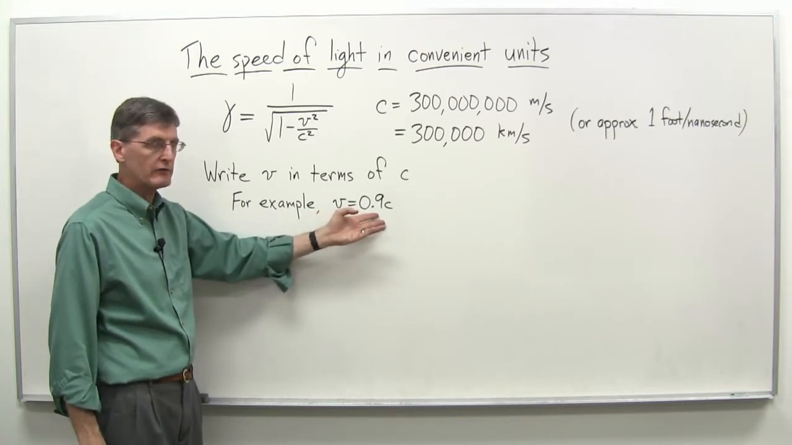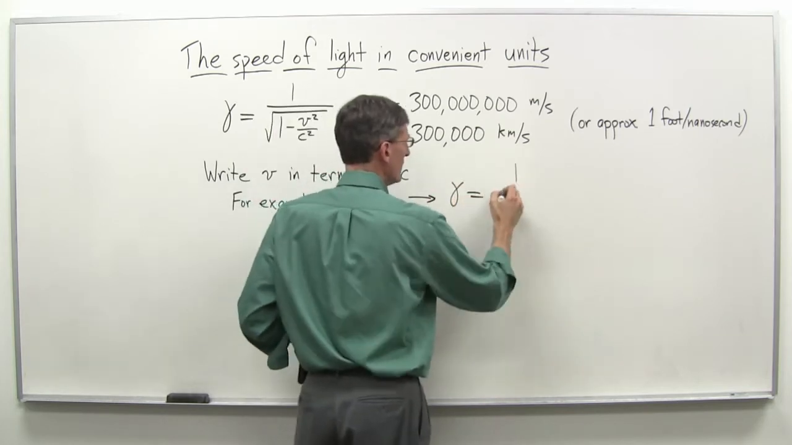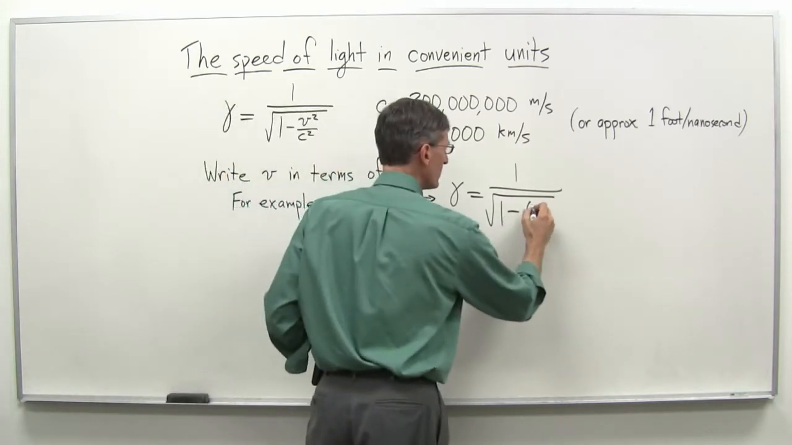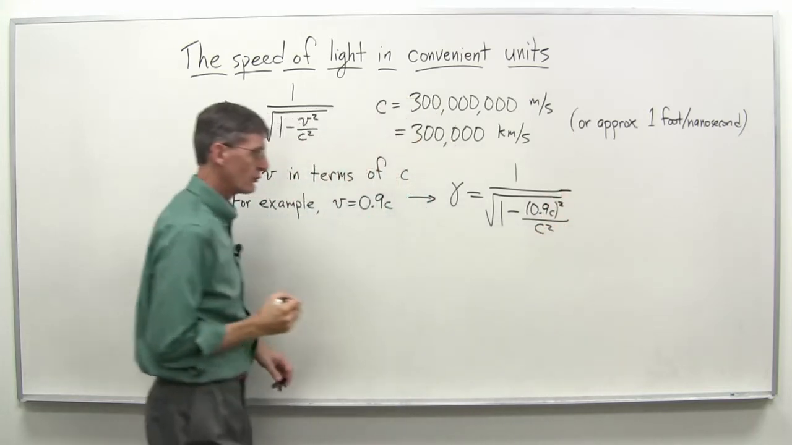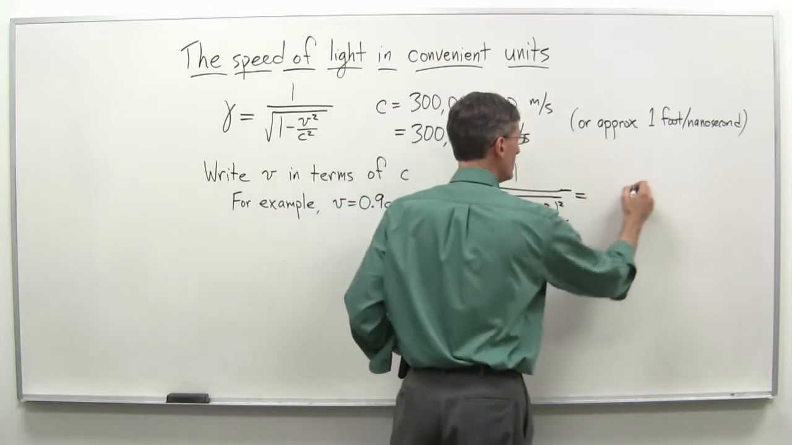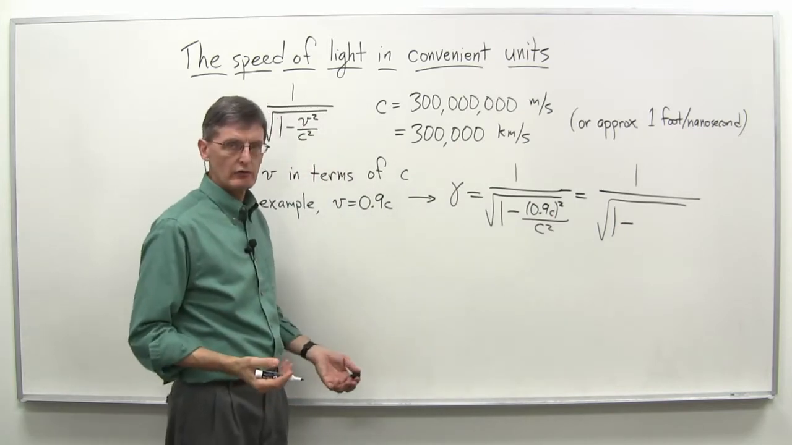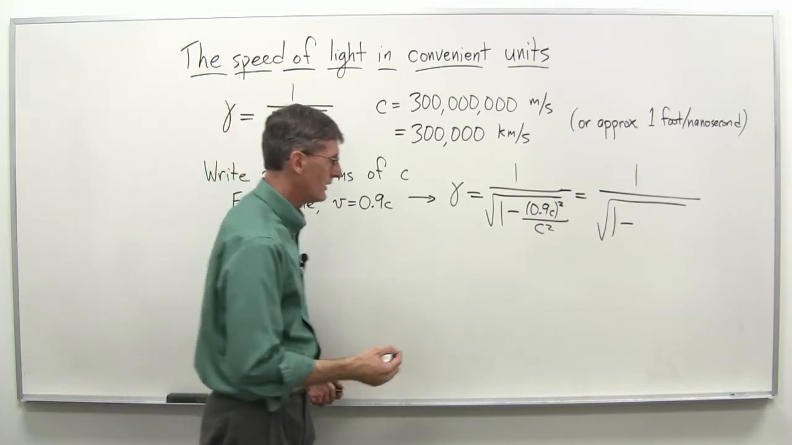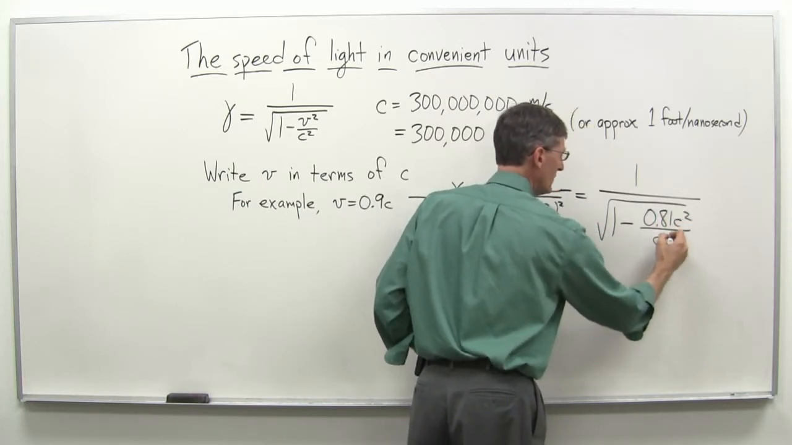For example, v equals 0.9c. Look what happens when we calculate gamma then. We get gamma equals 1 over the square root of 1 minus, well, v is 0.9c, so (0.9c) squared divided by c squared. Well, what's (0.9c) squared? That becomes 1 over the square root of 1 minus, on the top I've got 0.9 squared. So you remember, 9 times 9 is 81. 0.9 times 0.9 is actually 0.81. So we get 0.81c squared on the top, the numerator, and a c squared on the bottom.